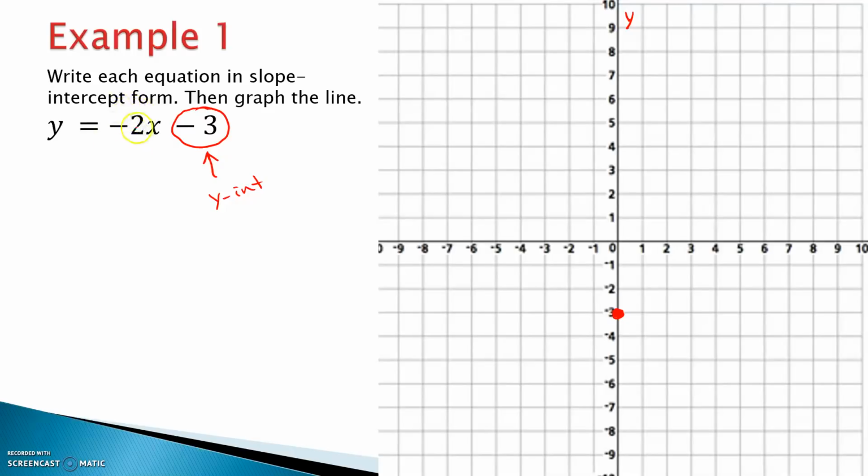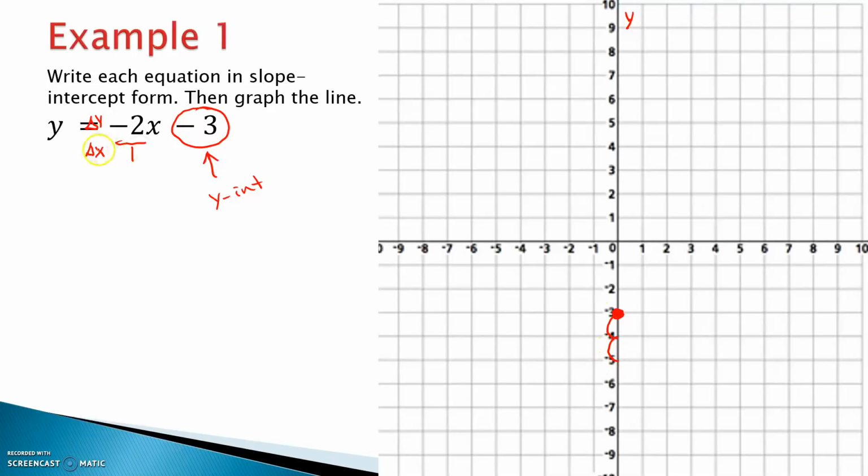I'm going to use my slope here. This is negative 2 over 1. Okay, changes in the y's over the changes in the x. Delta y over delta x. Because the change in the y is negative 2, does that mean I'm going to go up 2? No. I have to drop down 2.